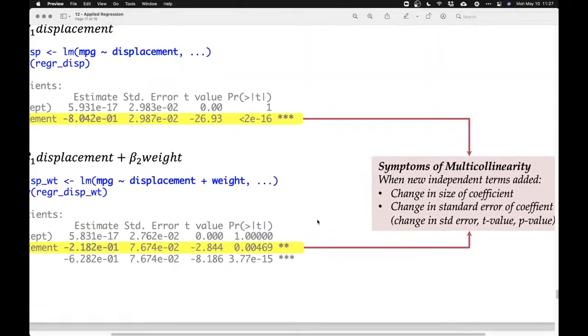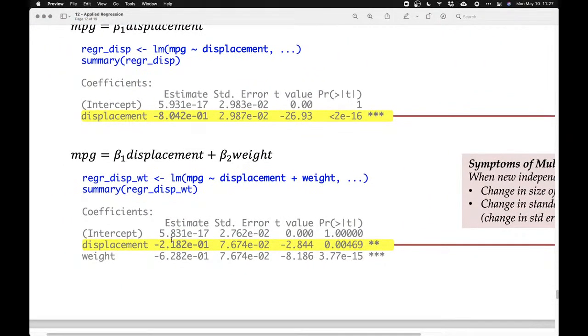The results are here on your handout to see. Look at the coefficient for displacement. It went from a very healthy value of minus 0.8 and it's now dropped to about minus 0.2. The coefficient has dropped to a fourth of its original value, right?